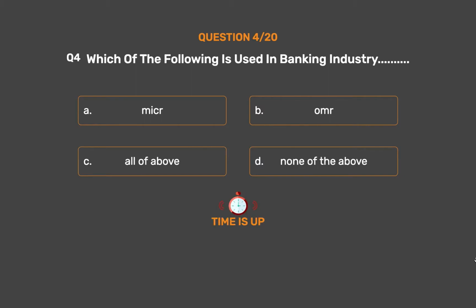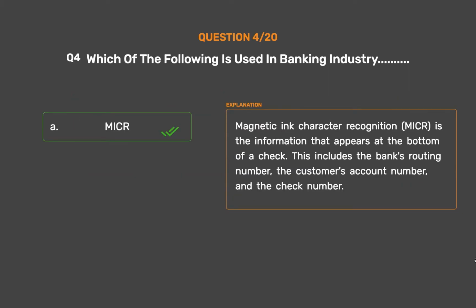The correct answer is Option A. MICR, Magnetic Ink Character Recognition, is the information that appears at the bottom of a check. This includes the bank's routing number, the customer's account number, and the check number.